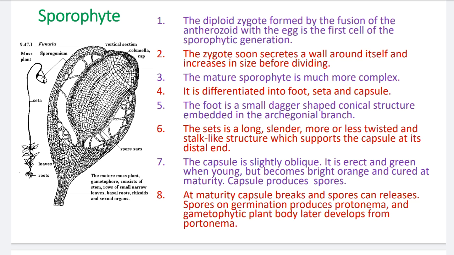In the case of Riccia, after spore germination, the gametophytic plant body develops directly. But in the case of Funaria, after spore germination, first the protonema develops and later on the gametophytic plant body develops from the protonema.